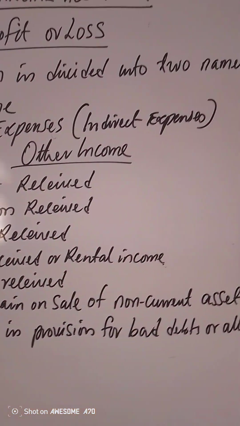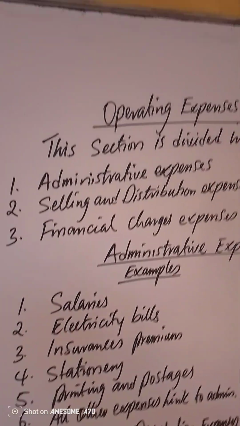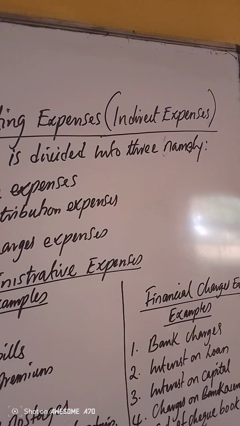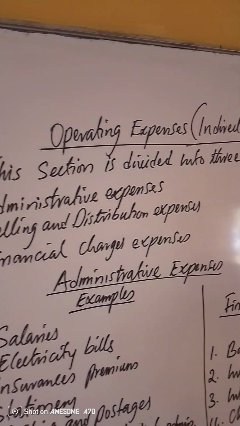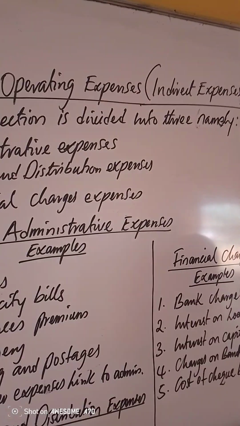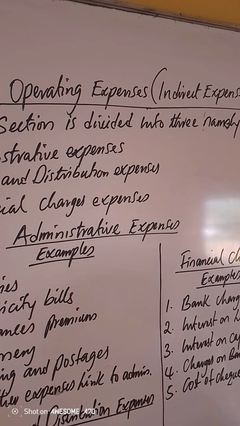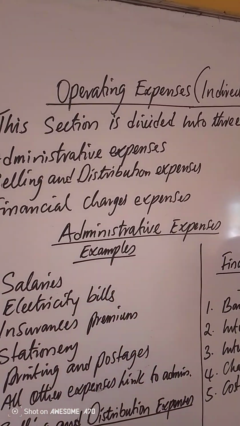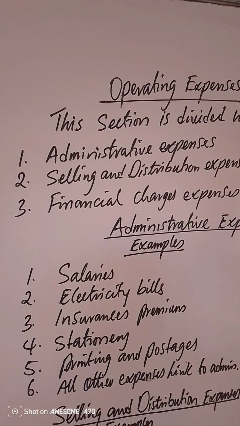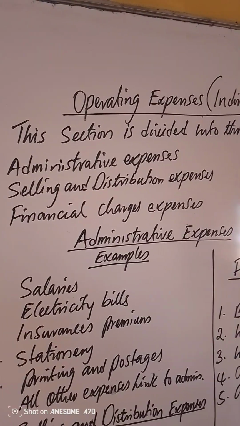Let's go to the second segment of the profit or loss account, where we have what is called operating expenses, or what you call indirect expenses. Indirect expenses in accounting are expenses that do not directly link to the cost of sales, but they must be incurred to make sure that sales go on smoothly. So this is what we call indirect expenses.